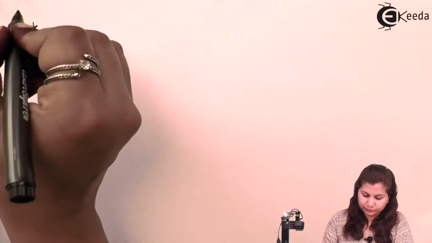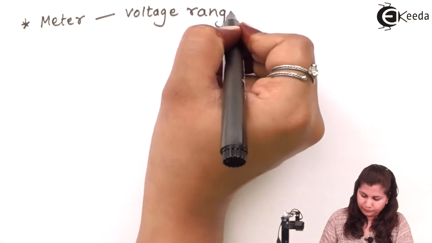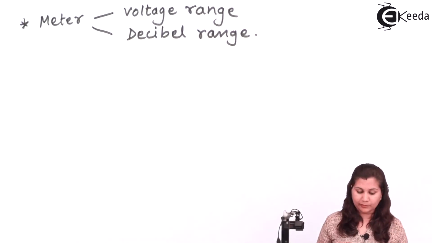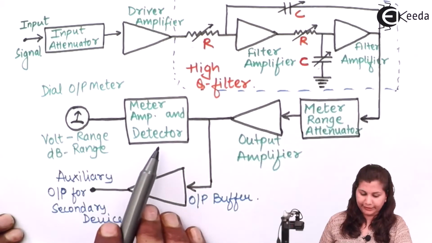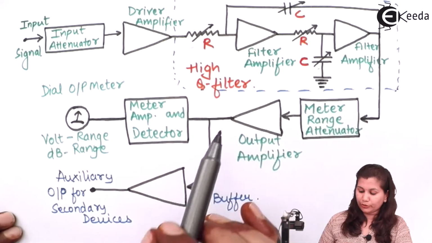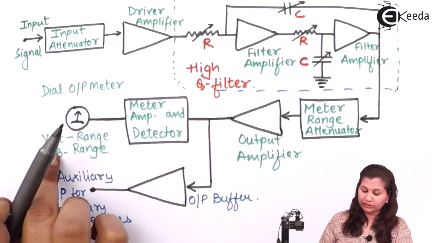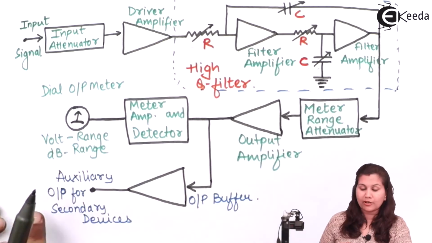You can see that on the meter we have the volt range and the dB range. This meter is driven by a meter amplifier and the detector, which is a rectifier type of detector. This detector is going to detect the magnitude and display it on this indicating meter, which has different ranges, the voltage range and the decibel range.